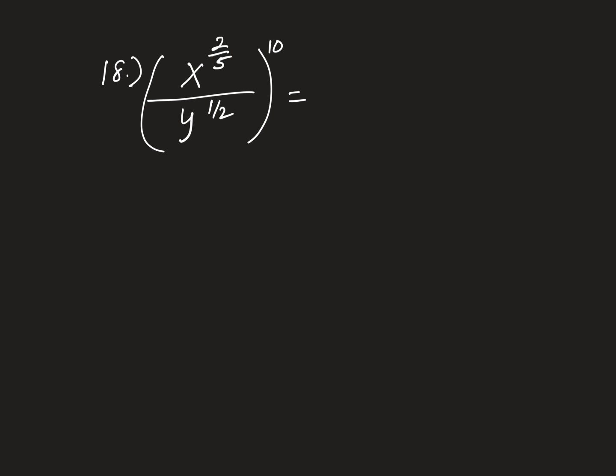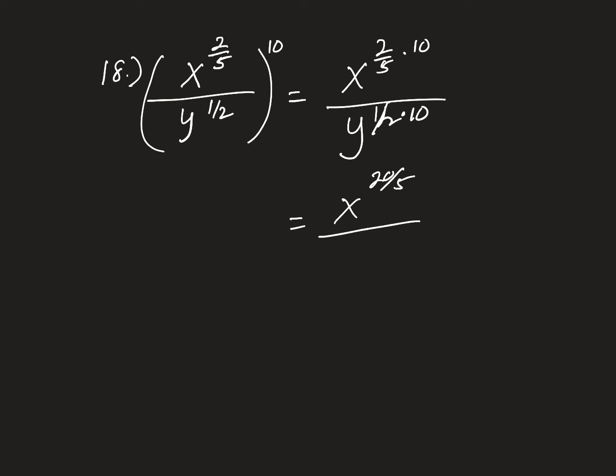So remember, we have a power raised to a power. This will be x raised to the 2/5 times 10 divided by y to the 1/2 times 10. 2 times 10 is 20. So you have 20 over 5. And you have y raised to the 10 over 2. 20 over 5 is 4, so that's x to the 4th. And 10 divided by 2 is 5, so it's y to the 5th.